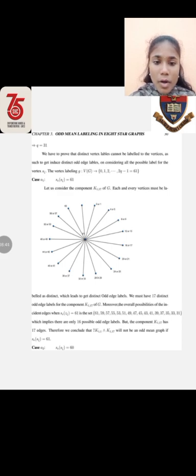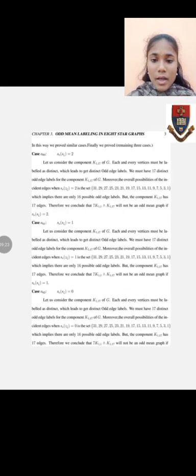Moreover, all possible induced edge labels when f of zeta equals 61 form the set 61, 59, 57, 55, 51, 49, 47, 45, 43, 41, 39, 37, 35, 33, 31, which implies there are only 16 possible odd edge labels, but the component K1,17 has 17 edges. Therefore we conclude that K1,17 cannot be an odd-edge graph when f of zeta equals 61. Similarly, we can prove all non-existing cases.